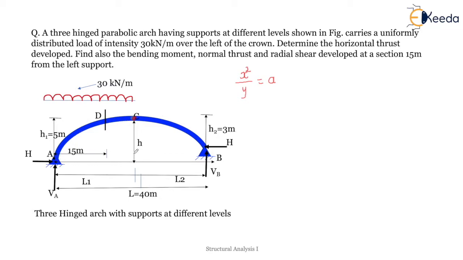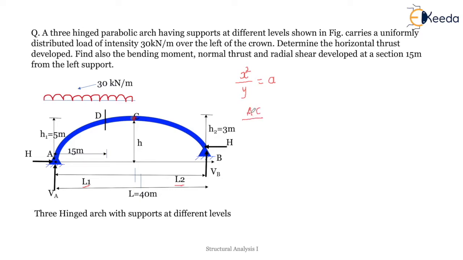Now let us consider the horizontal distance between A and C as L1, and the horizontal distance between C and B as L2. So how can we write the same equation in that form? x square by y, where x is the horizontal distance and y is the vertical. So let us first write the equation between A and C.